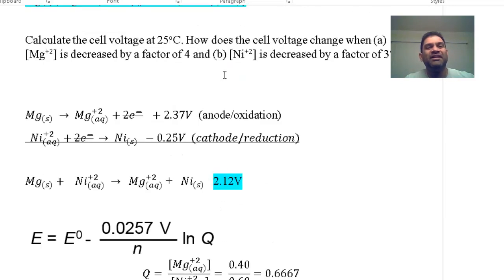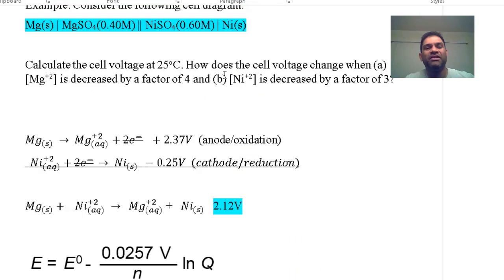Finally, what happens if we decrease nickel by a factor of 3? So if we decrease nickel by a factor of 3, this will be 0.2. We'll keep our magnesium as originally in the problem, which is 0.4. Keep the magnesium the same and decrease our nickel by a factor of 3, which would make it 0.2. Let's go ahead and calculate that here.